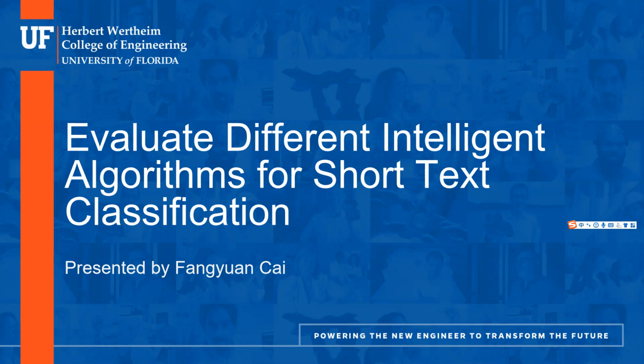Hello, everyone. My name is Fangyuan Cai, and I am a master student of ECE, and my project is to evaluate different intelligent algorithms for short text classification.